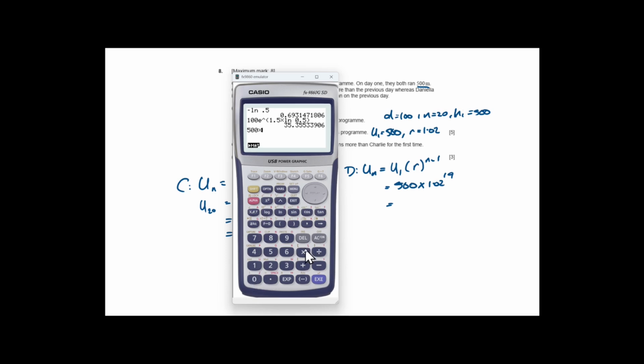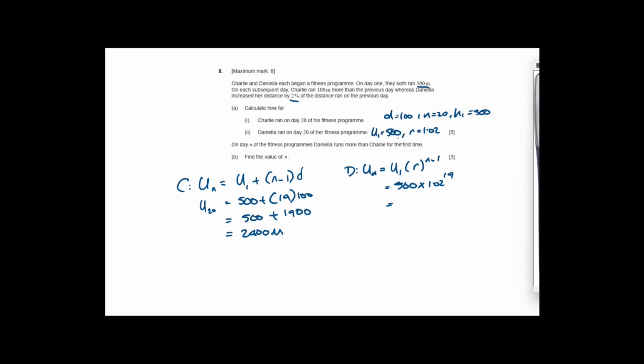So 500 times 1.02 to the power of 19 is 728.4. We'll give her that extra 40 centimeters. So that's how much she ran on day 20. So he's running, what, 3 times more than her? But she'll be increasing as things go on later on. I suspect that's going to be the next question.